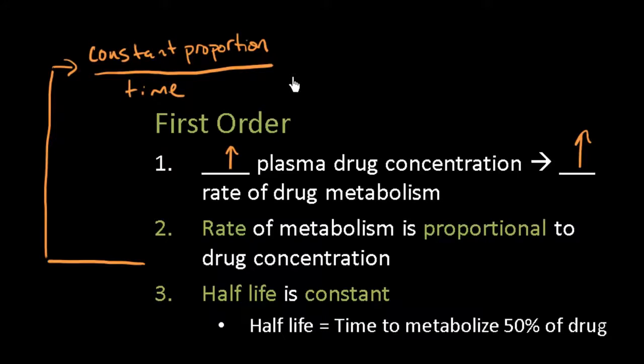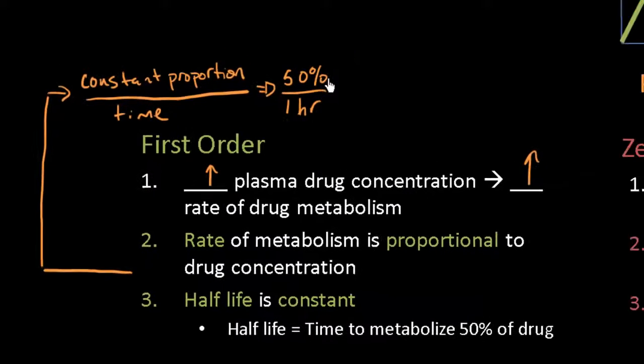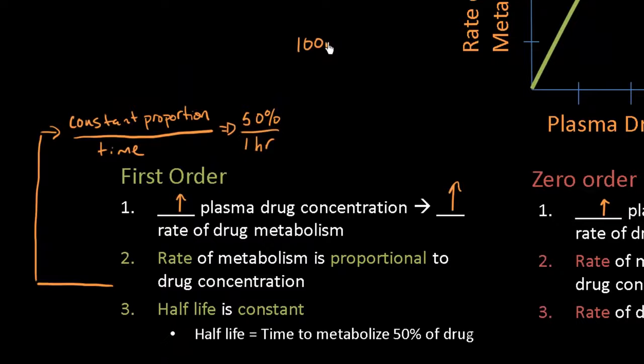So if I told you that the half-life was 1 hour, what I'm saying to you is that 50% of that drug is going to be metabolized every hour. Here's why this is cool. It doesn't matter how much drug you have in your body. If I have 100 milligrams of drug, if 1 hour goes by, I know that a constant proportion will be metabolized. I'll have 50 milligrams left. And if I have 50 milligrams of drug in my body, if another hour goes by, how much do I have left? I'll have 25 milligrams left.